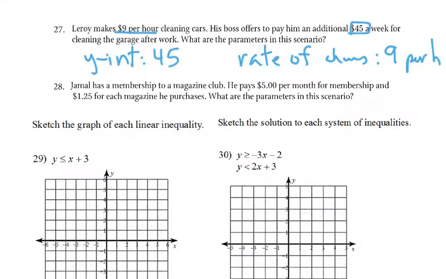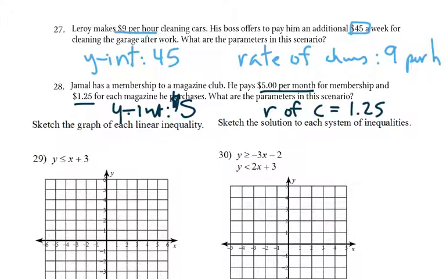Okay, 28, Jamal has a membership to a magazine club. He pays $5 per month for membership and $1.25 for each magazine. So his y-intercept is $5 per month. Rate of change is $1.25.